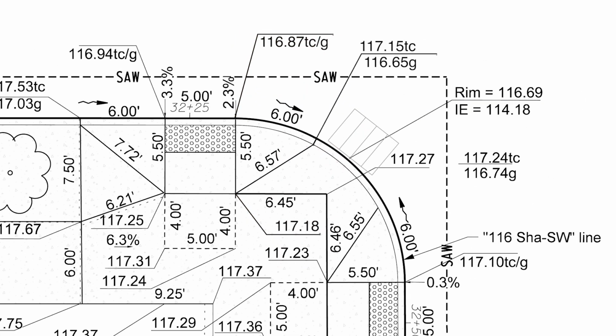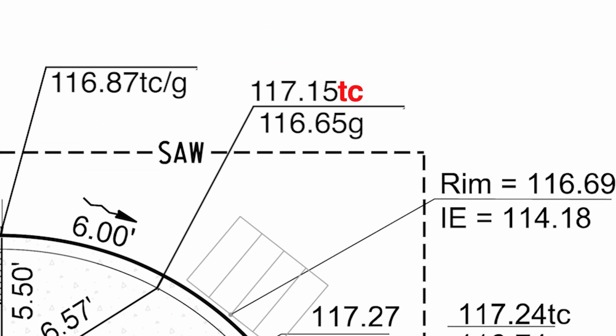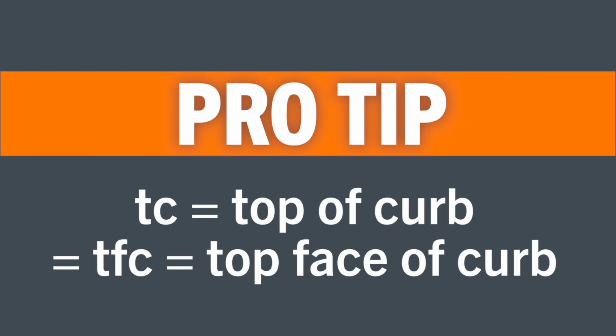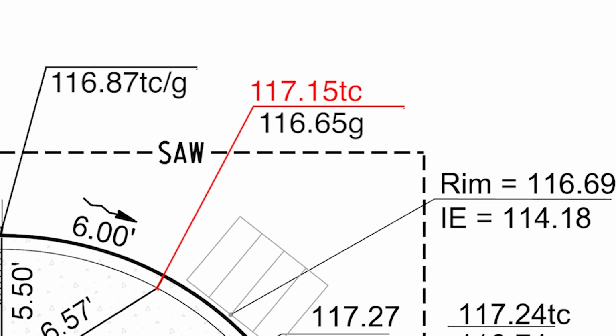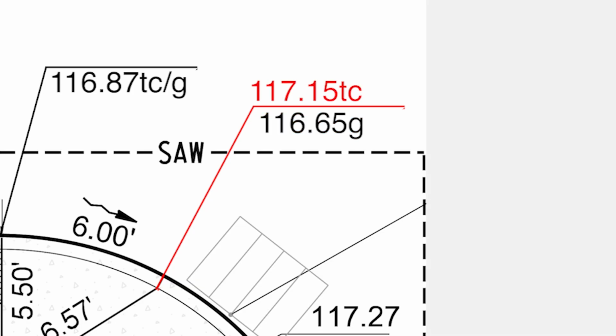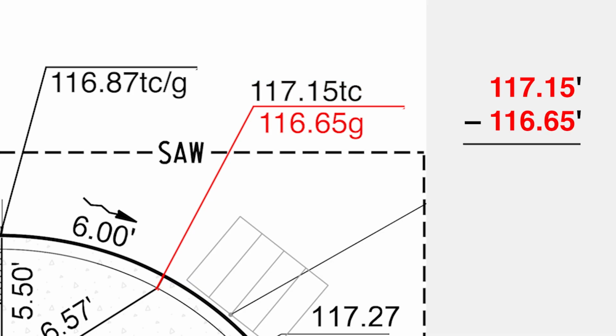2 other tips about reading plans. TC means top of curb. You'll also see TFC, which means top face of curb, but it's the same thing. So that number means the top of the curb needs to end up at 117.15. Underneath that number, you'll often see G, which means gutter. So here, your final gutter elevation should be 116.65. And yeah, you guessed it. If the curb is 117.15 and the gutter is 116.65, the difference between them is the height of the curb. Half a foot, 0.5, or 6 inches.